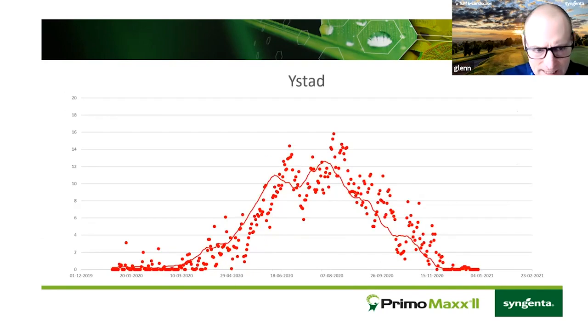You can see Ystad here. We've seen a very similar pattern again. It looks like it's taking off a little bit earlier. Things are growing earlier. And the solid line through the middle is a 25-day rolling average. So that's just the average over that period.